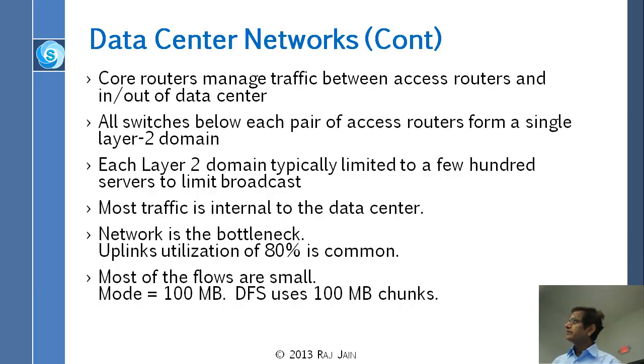Most traffic is internal to the data center, and the network is the bottleneck. Some of the links have utilization of 80%, and most of the flows are small, and so on and so forth. So basically, the Microsoft guys did some measurements that most of the flows have a mode of 100 megabytes. Mode is the most common entry. If you look at the graph, wherever the peak is, that is the mode, 100 megabytes. And DFS is the distributed file system, which is commonly used, and uses 100 megabyte chunks, and that is why there is a mode there.